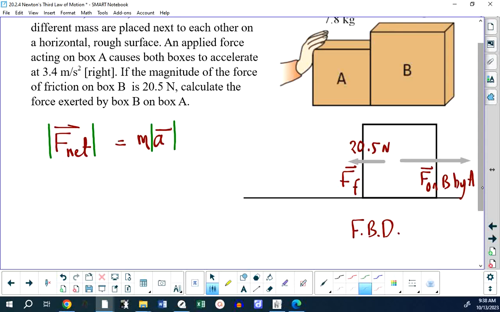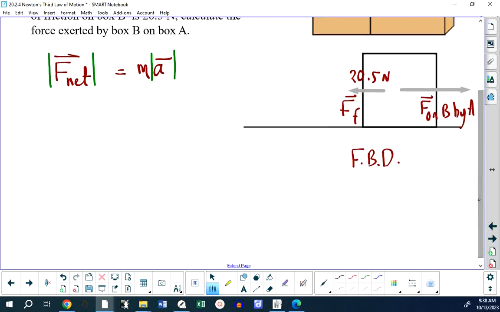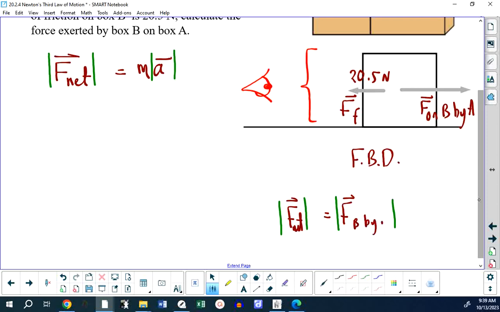But on the other hand, when I look at this with my eyeball, I can see the net force is this unknown force forward minus 20.5. So on the one hand, I can say as well, the magnitude of the net force is equal to the magnitude of the force on B by A minus the 20.5 newtons.